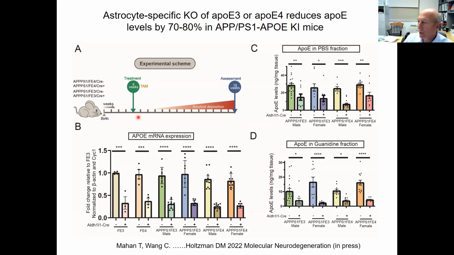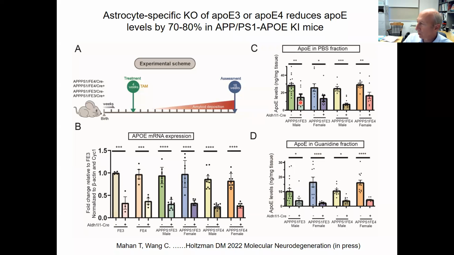So in these experiments, Tom Mahan made APP/PS1 mice that have E3 or E4, but their E3 or E4 alleles are floxed, so that if we add a Cre, then it will remove APOE from whatever cell type we're turning on the Cre in. So in this case, we use mice in which the ALDH1 Cre-ERT transgene is present, so that if we give tamoxifen, we can remove APOE from astrocytes. Tamoxifen was given to the animals at 4 weeks of age that either had the ALDH1 Cre transgene or not. And then we looked at 4 months of age.